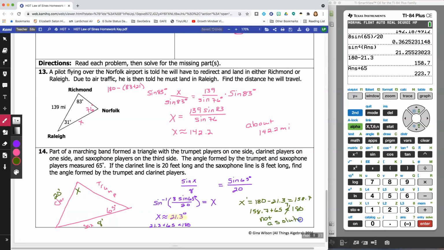So there's only one solution to this equation, and that is that the angle formed between the clarinet and the trumpet lines is 21.3 degrees. And now you could find the angle formed between the clarinets and the saxophones because the sum of the three angles has to be 180 degrees.